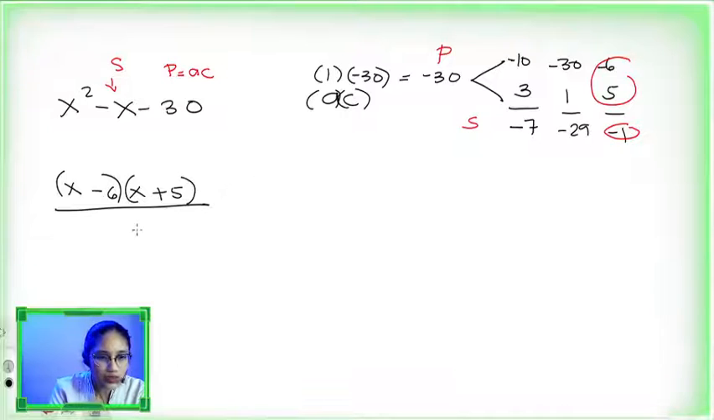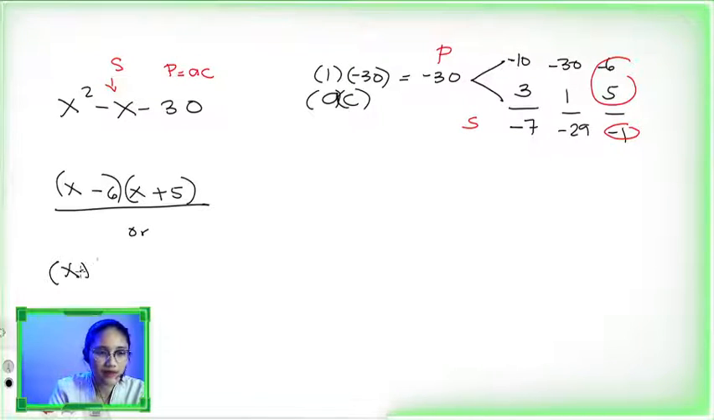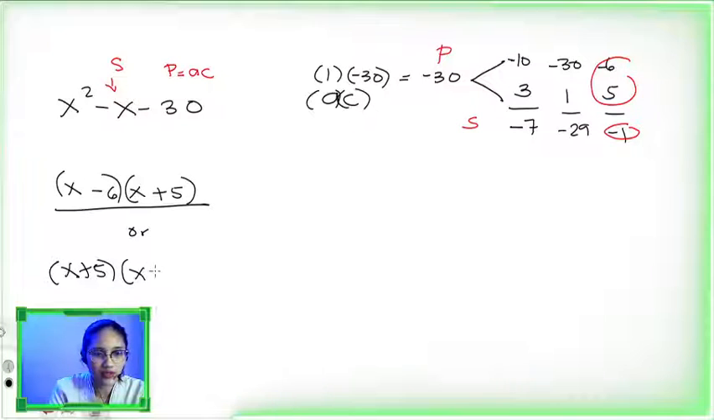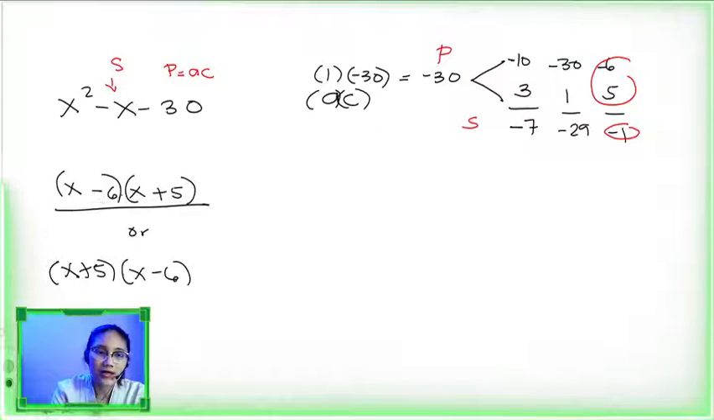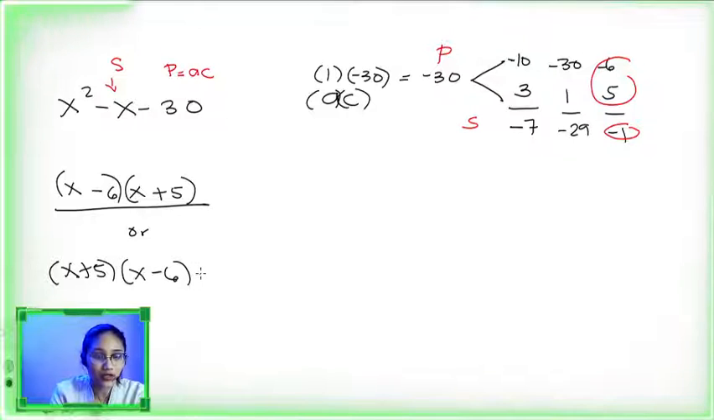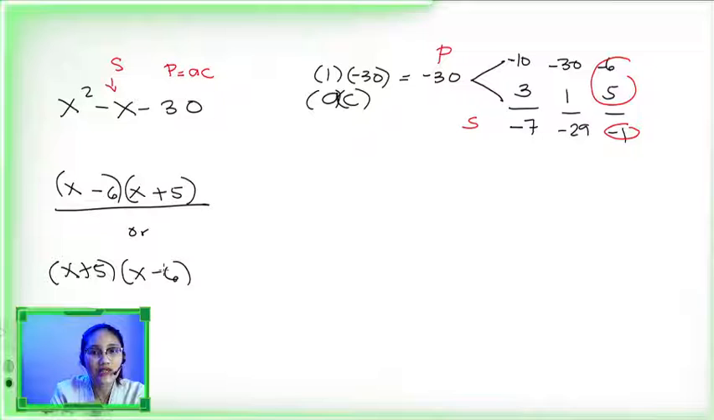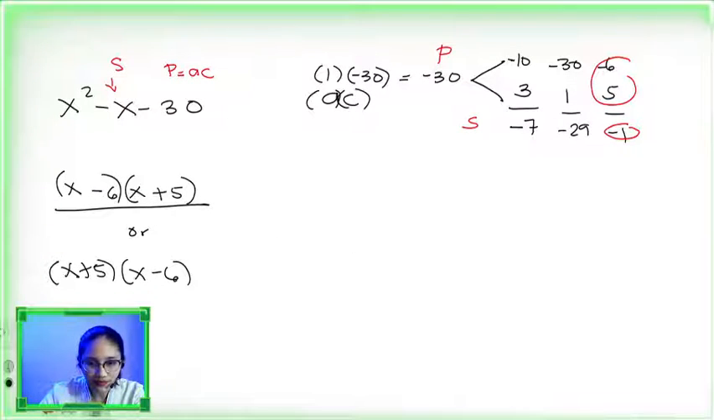Ma'am, ang sagot ko po ay iba sa classmate po. X plus 5 at saka x minus 6. Tama po ba o mali? Okay. Ito po ay same lang po dito sa nauna nating sagot. So, accepted pa rin to. Correct pa rin to. Kasi we still have x plus 5 and then x minus 6 as the factors. Okay? Question?